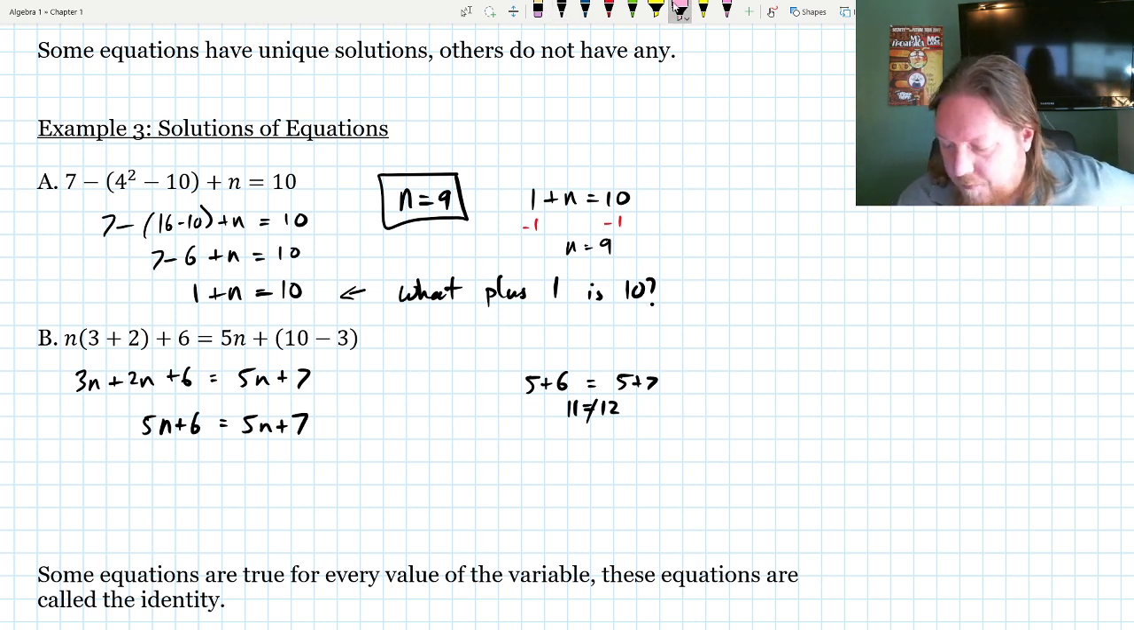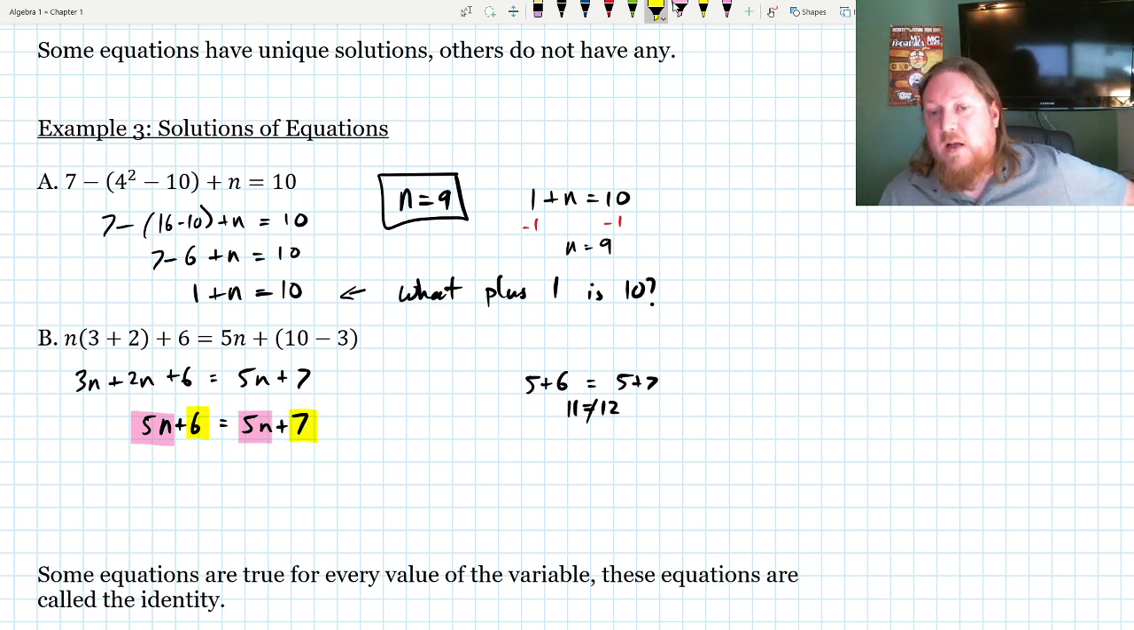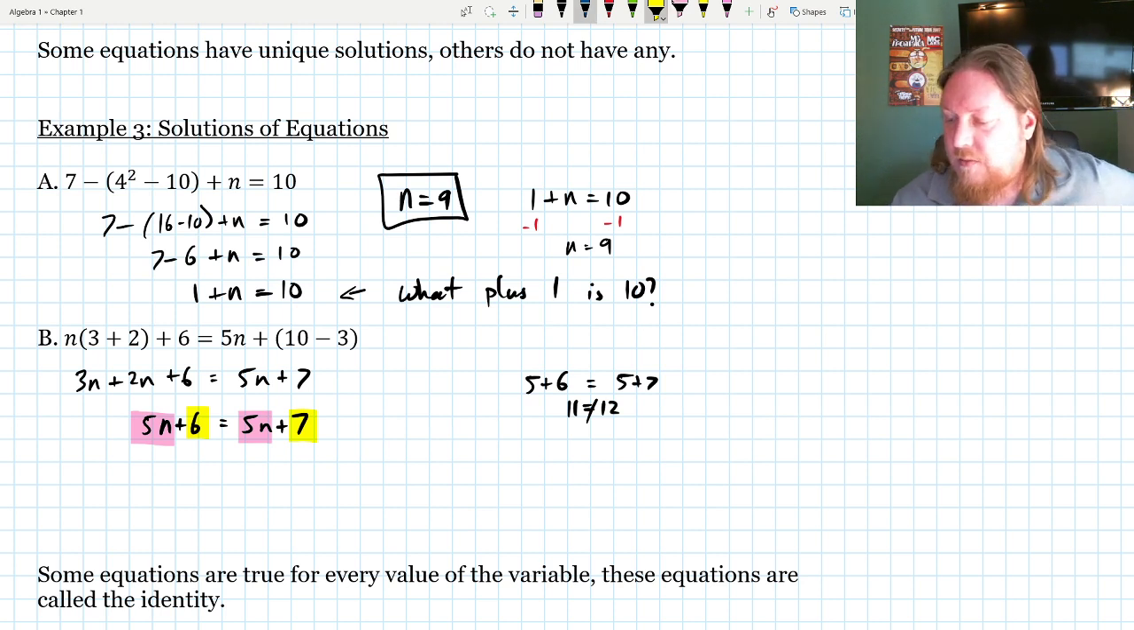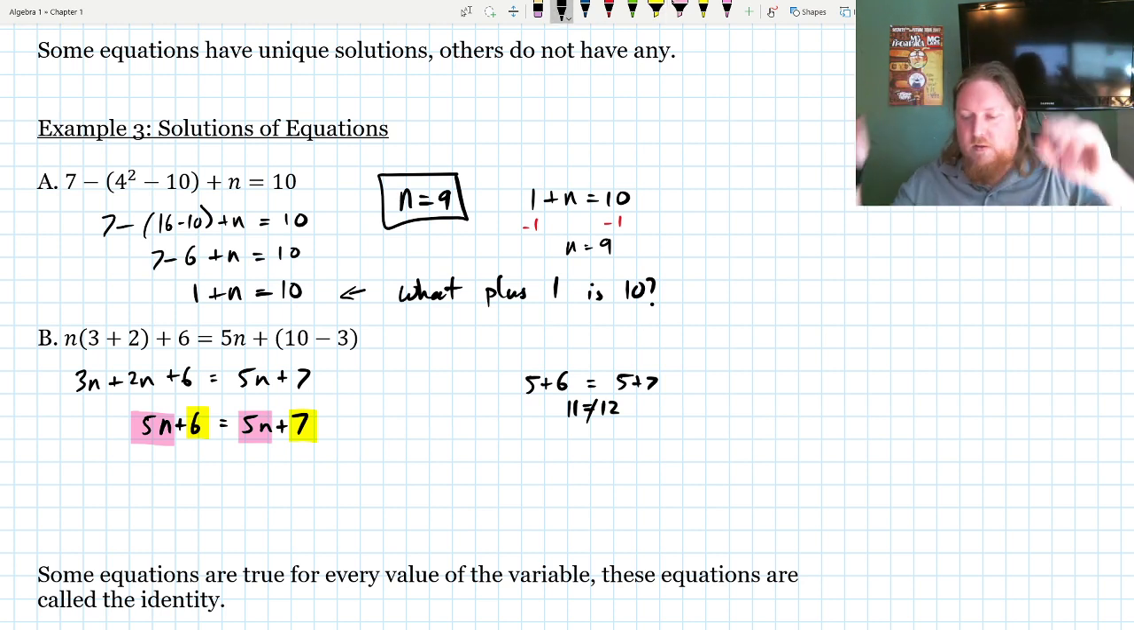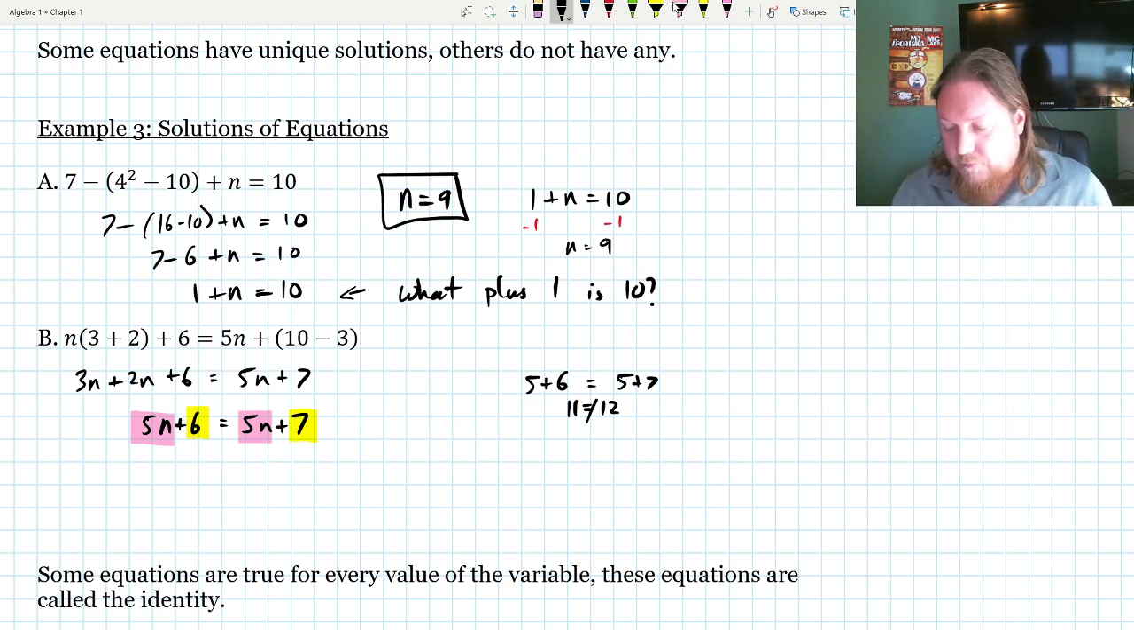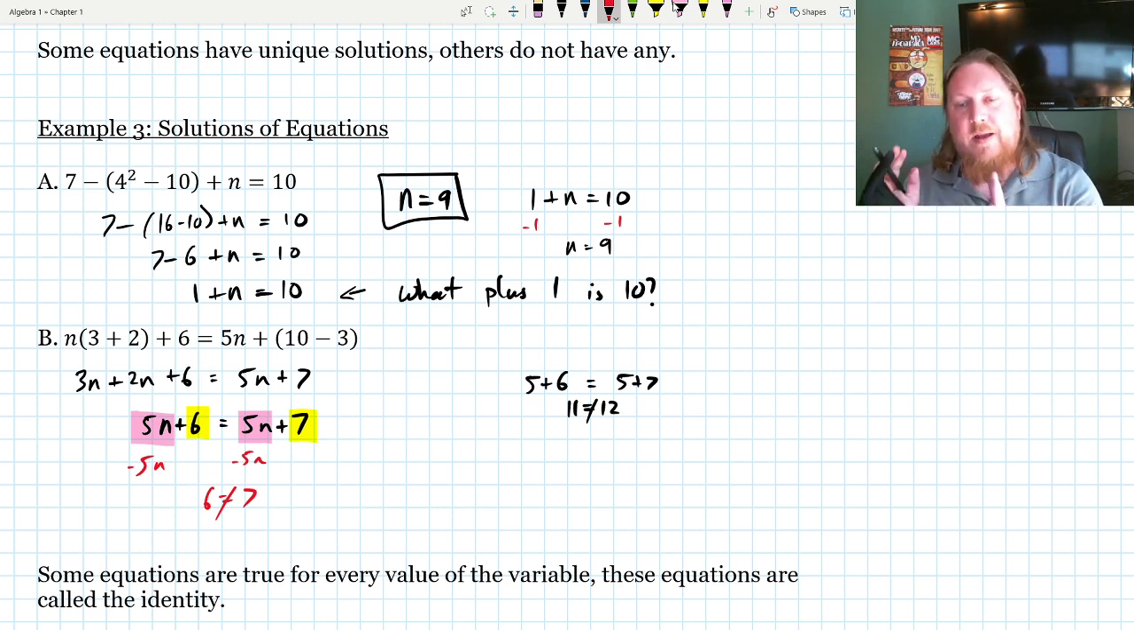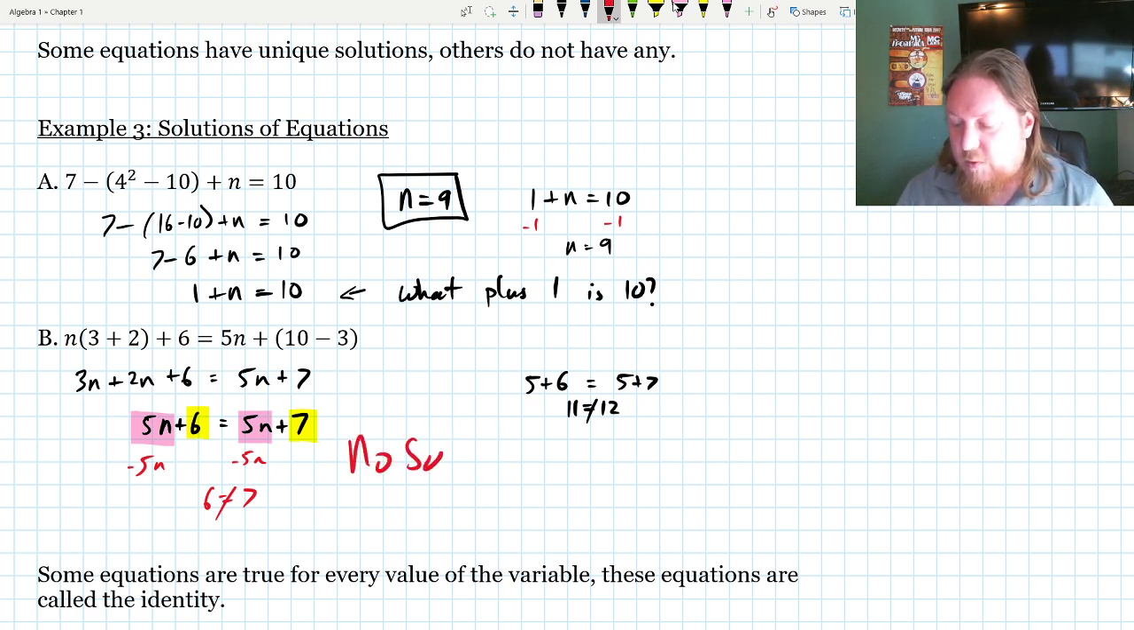And the problem comes from the variable parts matching, but the constant terms not matching. That right there has to be a red flag, warning bells, a big klaxon siren should go off in your head. That's a problem. If you remember the simple steps from algebra before, I could subtract 5n from both sides and I get 6 equals 7, and that's never true. But just by noticing that the variable term is the same, but the constant term is different, that should tell you that there is no solution.